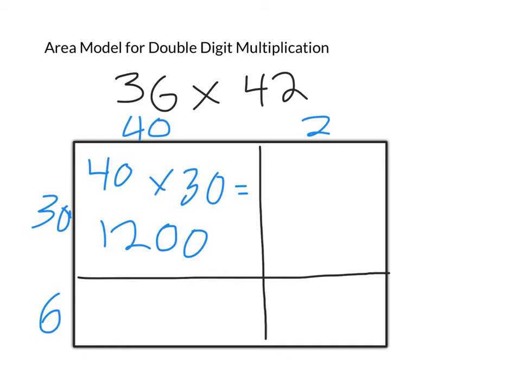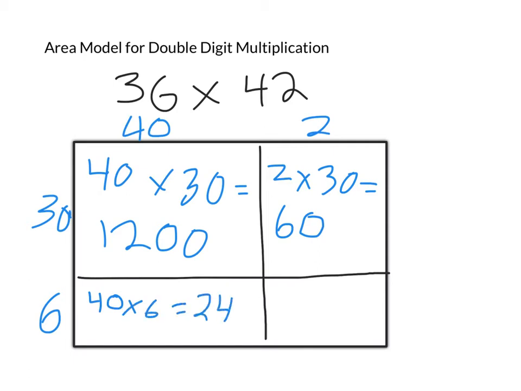In this box over here, we're going to multiply 2, because that's how long it is here, by 30, which is how long it is here. 2 by 30. Since 2 times 3 is 6, 2 times 30 is 60. In this bottom left box down here, it is 6 on one side and 40 across here, so it's 40 times 6, and once again 4 times 6 is 24, so 40 times 6 is 240. Since there is a 0 here, we put a 0 here.